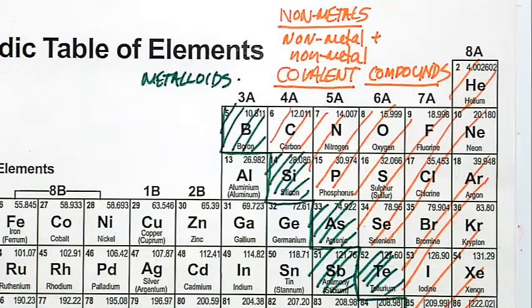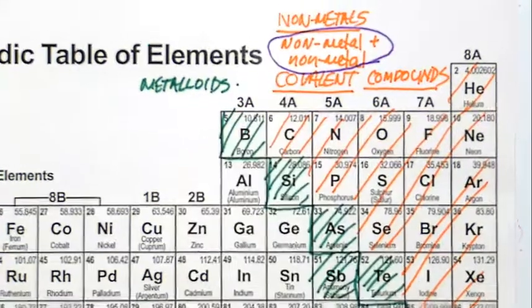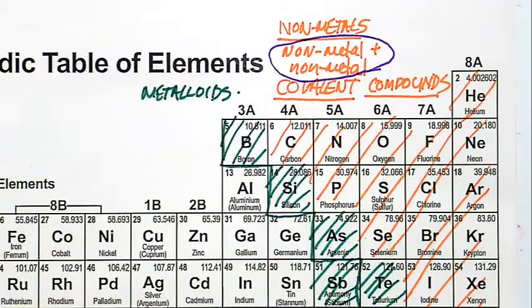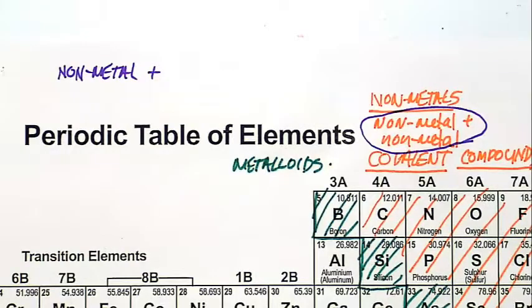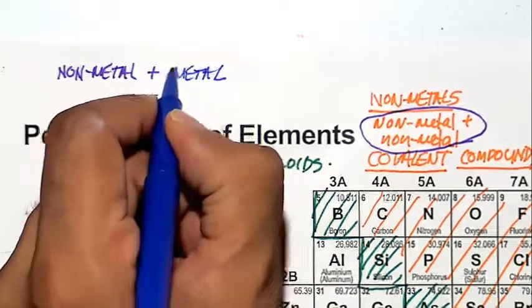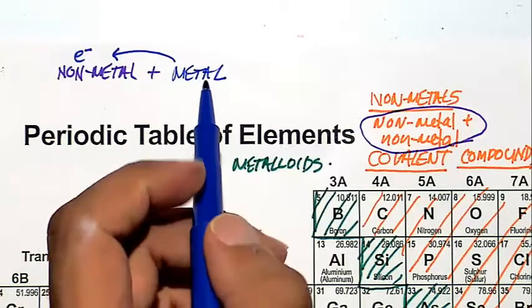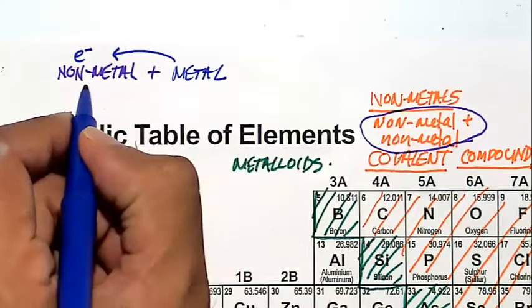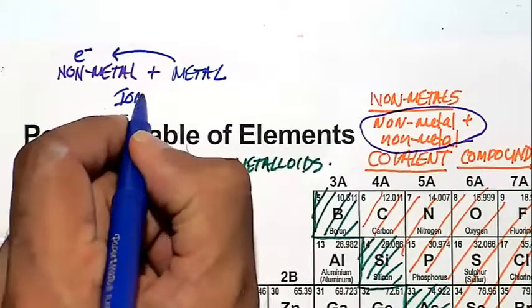So when you have a nonmetal interacting with a nonmetal, that's a covalent compound. A metal interacting with a nonmetal: remember, what do metals do? Metals will give off an electron. What do nonmetals do? Nonmetals take an electron. So that is an ionic compound. Nonmetals will take the electron, a series of electrons, from the metal. The metal gives off the electron and becomes positively charged. The nonmetal takes an electron and becomes negatively charged. You have an ionic compound.